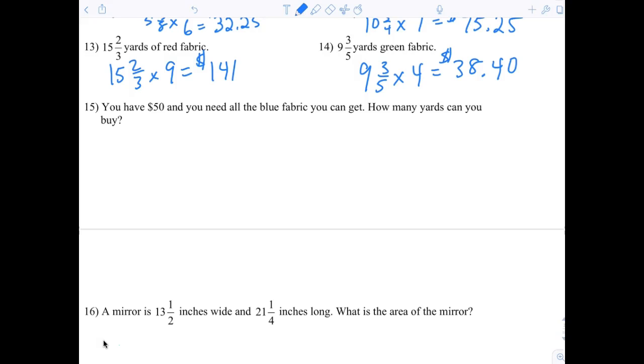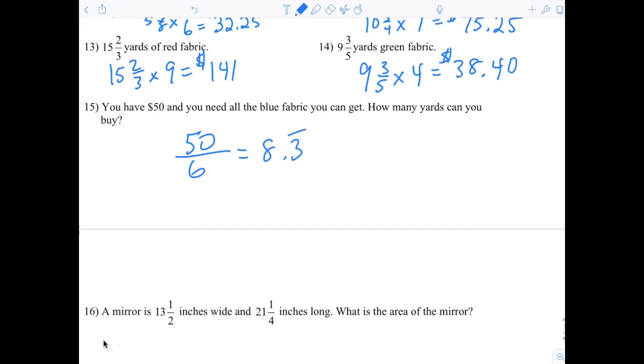8 3/9 is the same as 8 1/3, isn't it? Right? I'm not saying that's wrong. 8.3 repeating is 8 1/3. Is that correct? How did you do that? So I did $50, and since the blue fabric is $6, I did 50 divided by 6. It came out to be like 8.3.